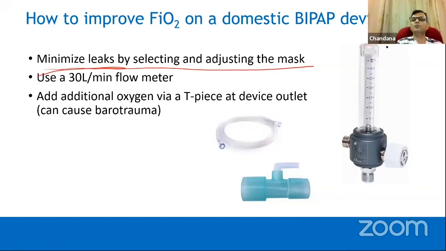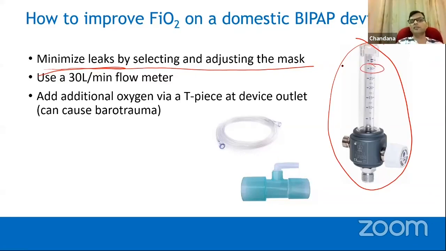The other thing is to use this 30 liters per minute flow meter. It appears the same, but you can see it's actually 30 liters, and you can even give more than 30 liters with these flow meters, and then have a way of connecting that flow meter to the oxygen cylinder. But unless it's a jumbo cylinder, this will disappear very fast. So if you have a pipeline and you have this device, you can use a 30-liter flow meter. The device can handle only up to 30 liters, but I have tried that device with 70 liters and nothing really happened, but it's not recommended. So use a 30 liter per minute flow meter.